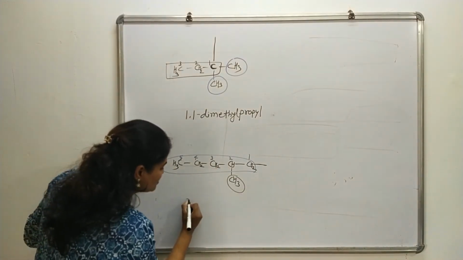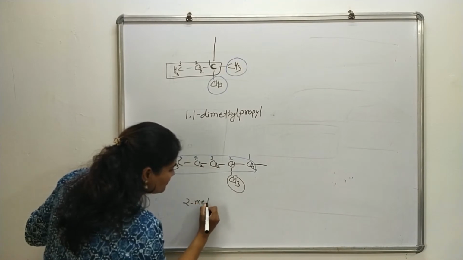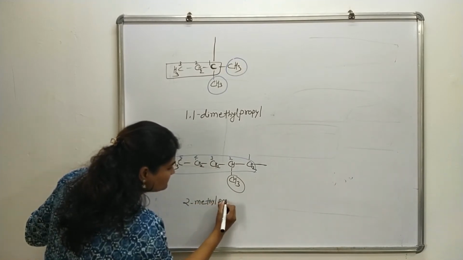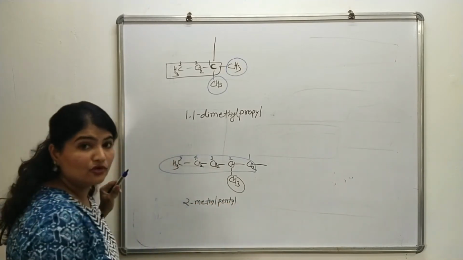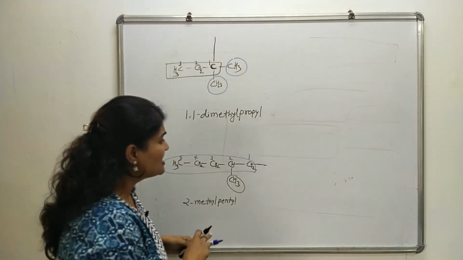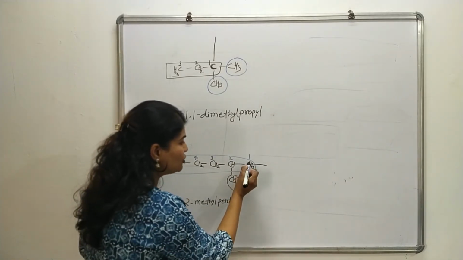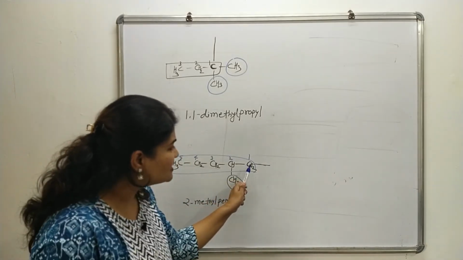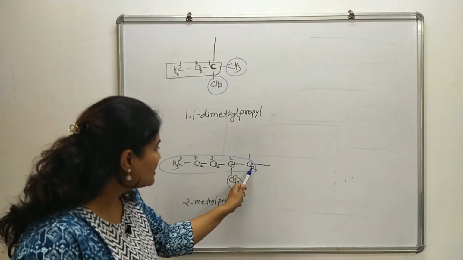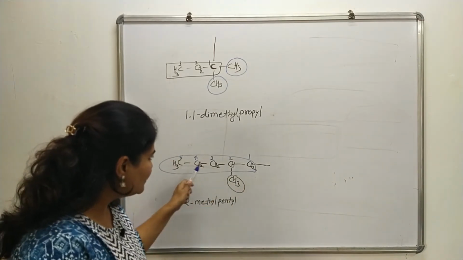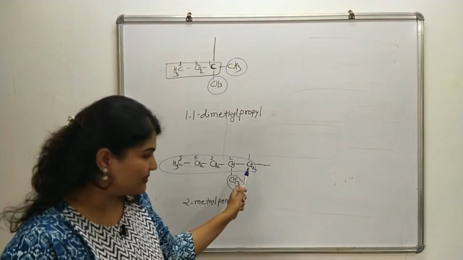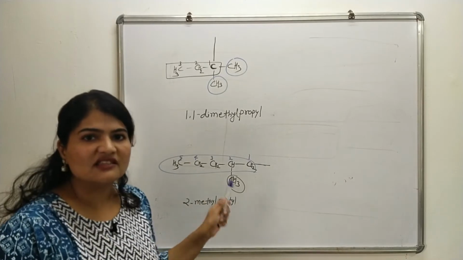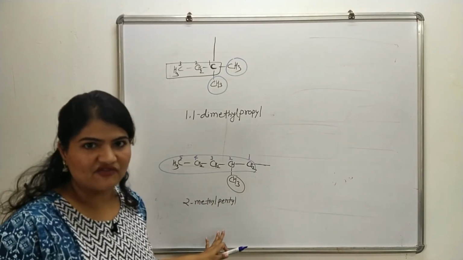Okay, the name for this is going to be 2-methyl pentyl. I hope you are understanding. What we have to do is figure out the carbon from where the substitution is starting, and we will consider that carbon as number 1. We will figure out the longest continuous chain starting from that carbon, and then we will figure out the substituents and mention them as prefixes.